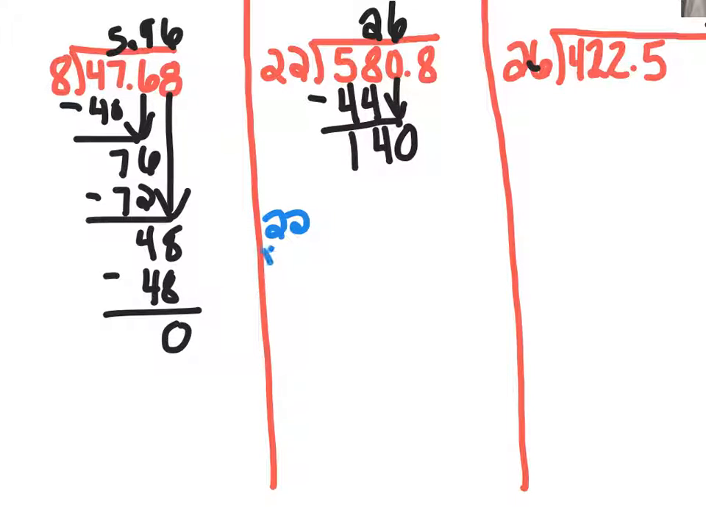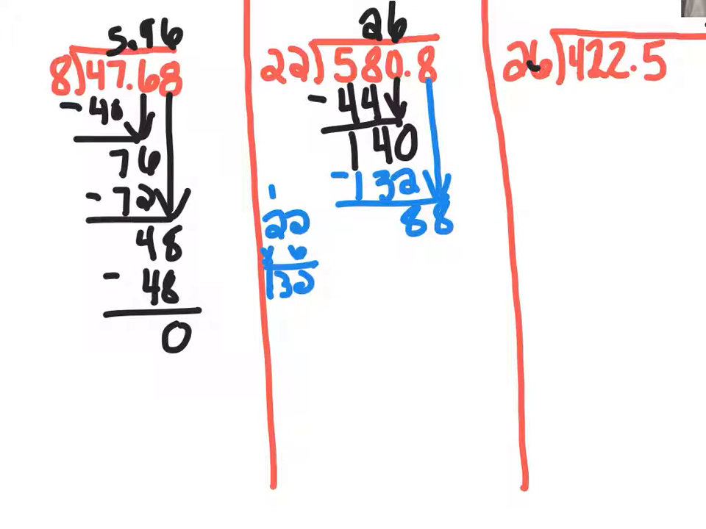22 times 6 gives me 132. So I'm definitely glad I went with 6 instead of 7, because 7 would have been much too high. It would have been an overestimate. I use 132, and I subtract and get 8. And now I can bring down this next 8. 22 can go into 88 4 times. And so I'm done. The answer is 264.